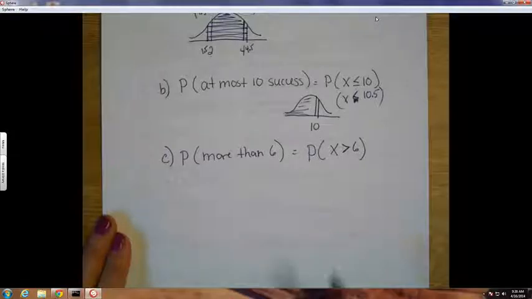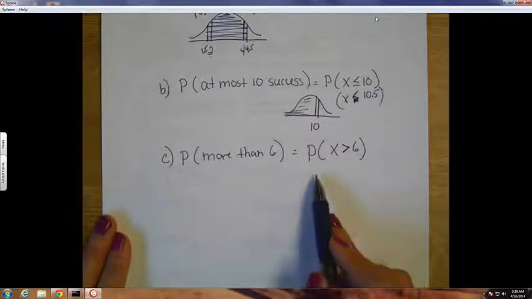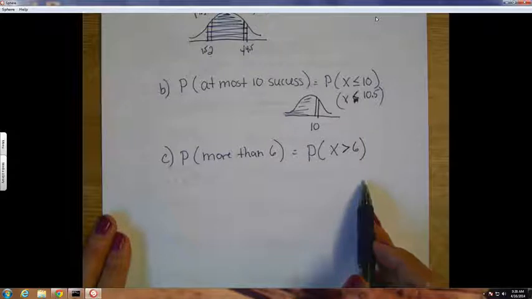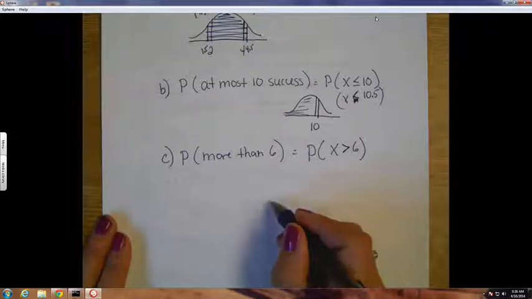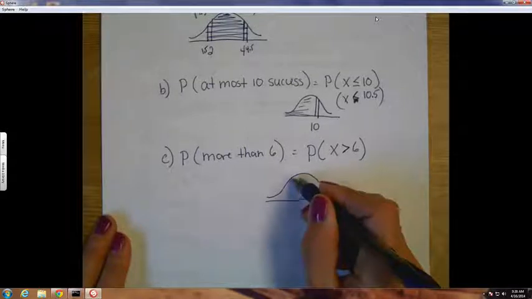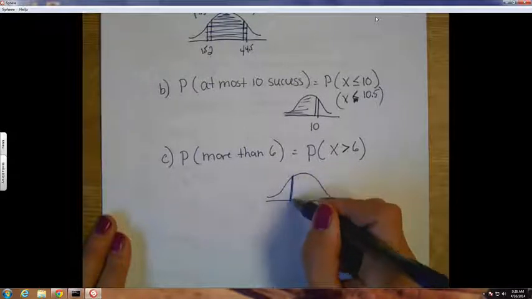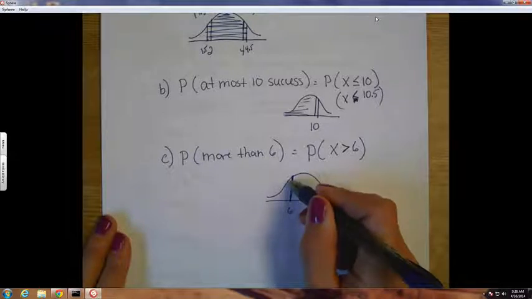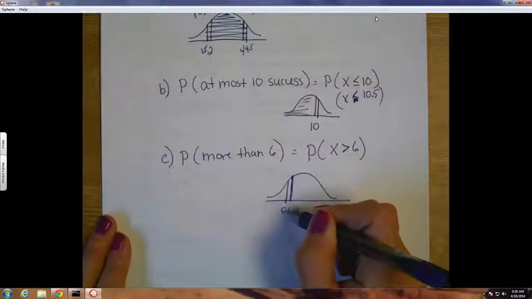You got to correct the 6. It's either going to go to 5.5 or 6.5. You got to make the right call here. Here's my 6. Let me put the bar around the 6. I got 5.5 to 6.5.